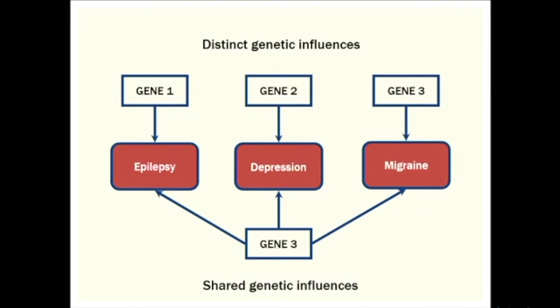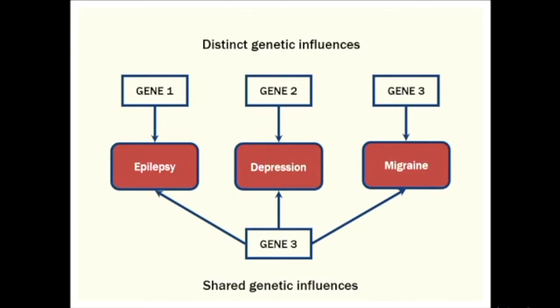So with epilepsy, there's comorbidity. We know individuals with epilepsy are more likely to have depression than other individuals. They're more likely to have migraine than other individuals. Individuals with depression are also more likely to have migraine. So this trio of disorders seems to go together. And we want to answer the question: are there shared or distinct genetic influences on these disorders? Well, we can answer that question by doing familial aggregation studies.